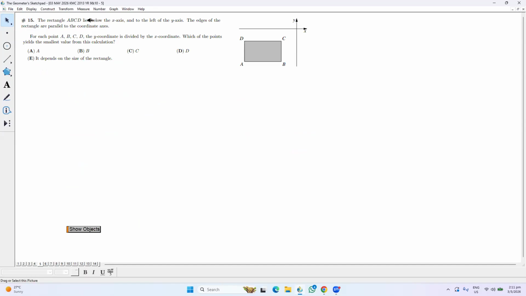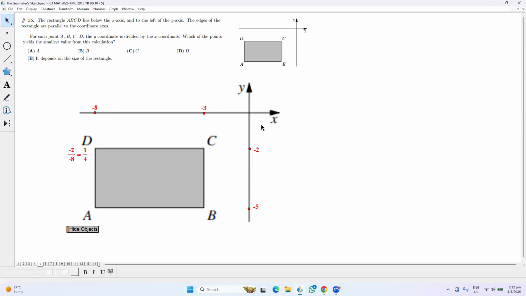The rectangle ABCD lies below the x-axis and to the left of the y-axis. All the coordinates are negative. X and y have negative values. The edges of the rectangle are parallel to the coordinate axes. For each point A, B, C, D, the y coordinate is divided by the x coordinate. Which point yields the smallest value from the calculation? So for this question, we just give some values. I label it in the diagram.